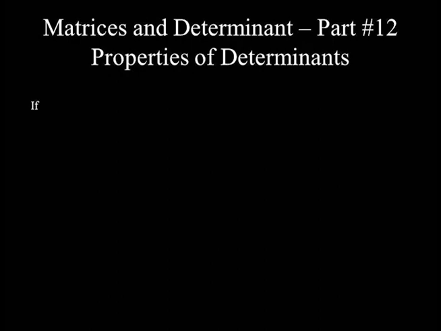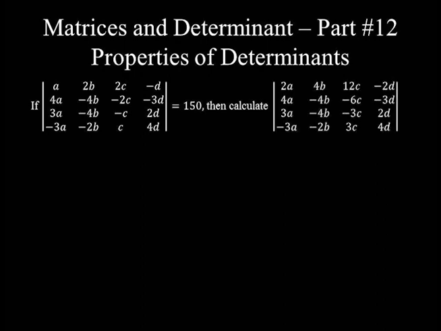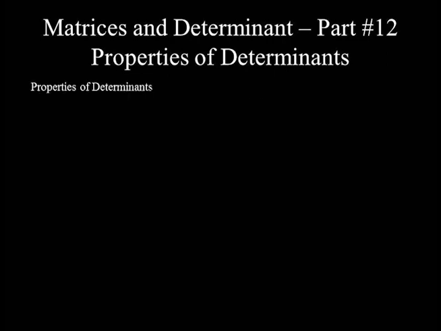If the determinant of this 4 by 4 matrix is 150, then calculate the determinant of this 4 by 4 matrix. It's difficult to solve this question unless we have knowledge about properties of determinants. Hence, to solve this question and other related questions, let's see some of the properties of determinants.